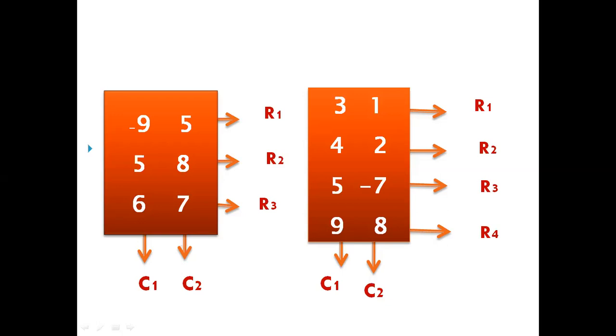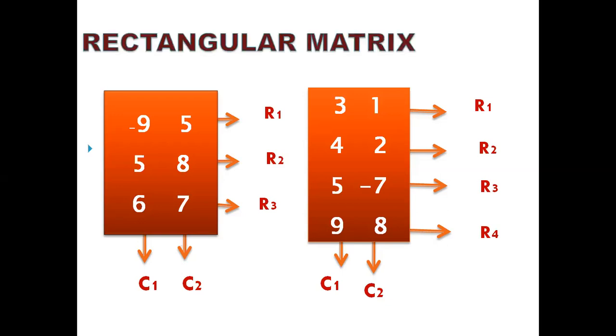Let me ask one interesting question. What shape do these matrices look like? Yeah, it is a rectangular shape. That's why these types of matrices are called rectangular matrices. The number of rows in a rectangular matrix is never equal to the number of columns in that matrix. If the number of rows is not equal to the number of columns, it is a rectangular matrix.